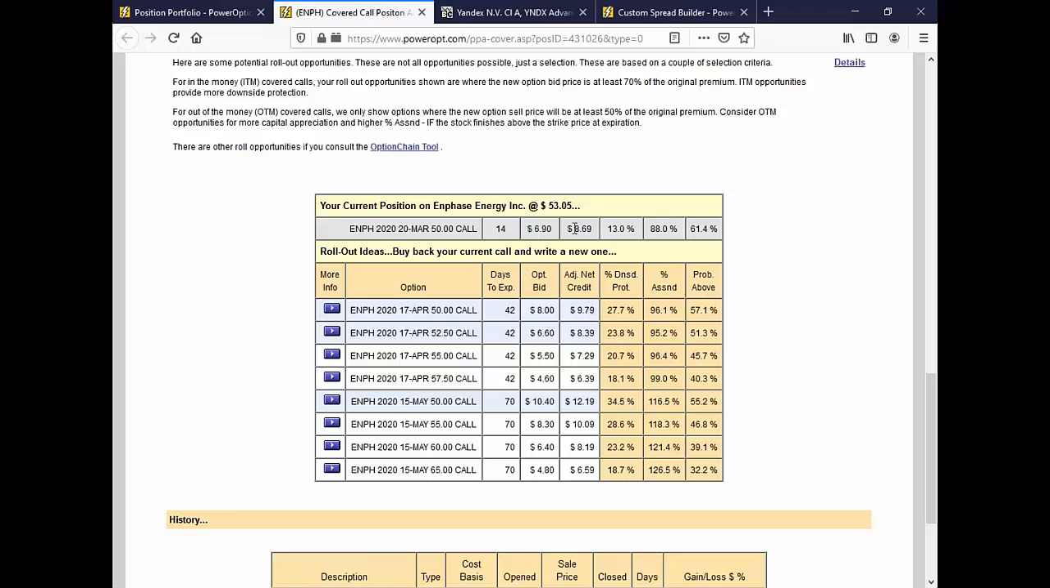And we could sell the, we sold it for $869. We could buy it back now for $690. Then I get a new credit of $8, which would put my total at $979. Or I could go to higher strikes, which give me a higher potential return, but not as high a net credit. You can roll further out to May, look at a high potential return at 50, but then again, now we're talking about 70 days of time in an uncertain market.